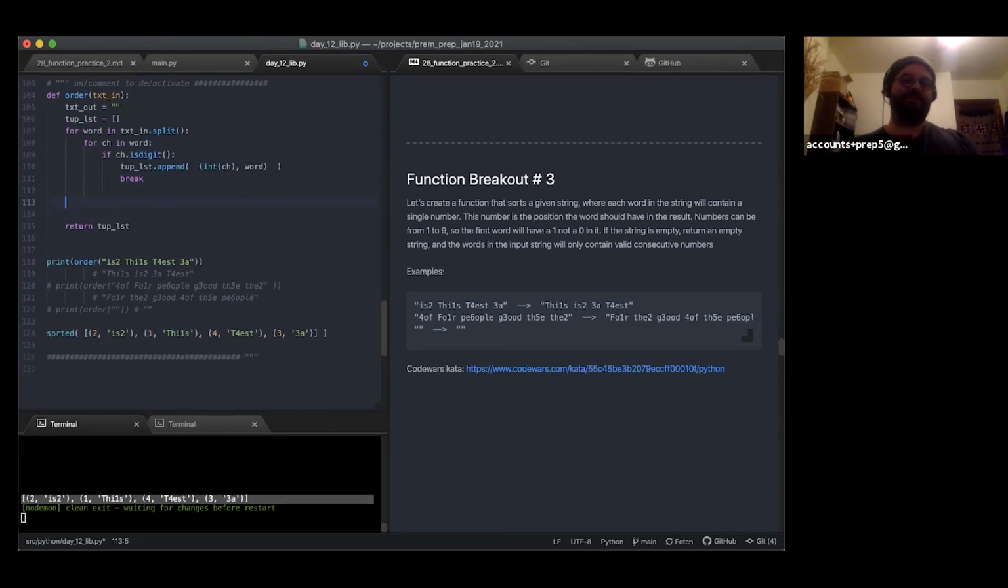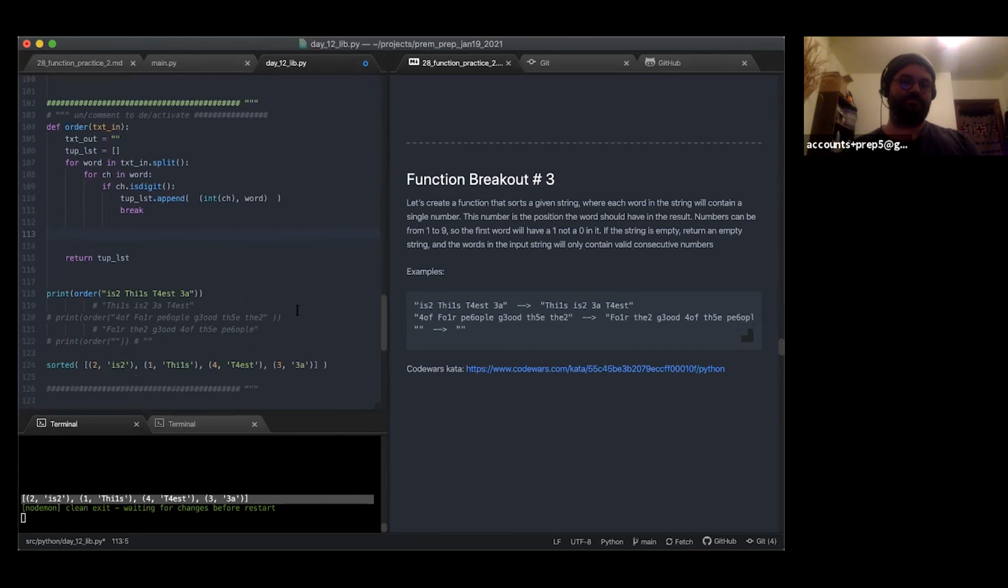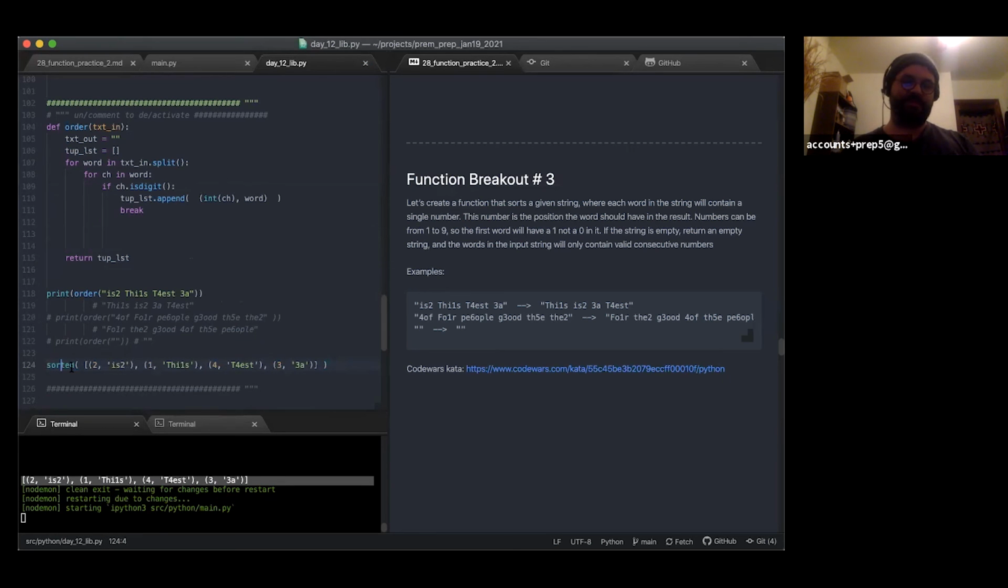Okay, so oh, and I suppose we could prove that that's going to happen by just running this code, and we'll see the sorted version.